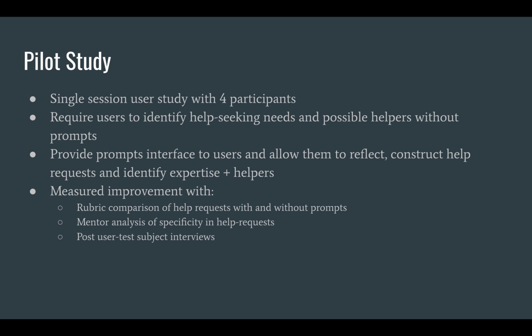And we measured improvements with a rubric that we built out, a rubric for specificity that covered, in the need finding, as I'd shown before, what we mean by having a good help request. Along with this, we sent these help requests, randomized, to mentors to rank which one is more specific and covers the students' help-seeking needs.